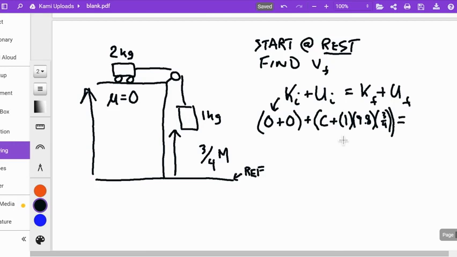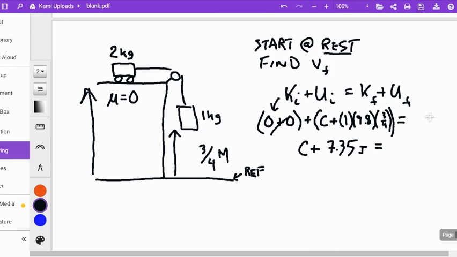So let's just do all the math on this. These are zeros over here, so that just goes away. Then we've got a constant, plus, what is that, 9.8 times 3/4. And that gives me, on my calculator, 7.35 joules. All right, so that's great. So we know that the system has a total energy of a constant plus 7.35 joules. Now let's look at the other side of this equation.